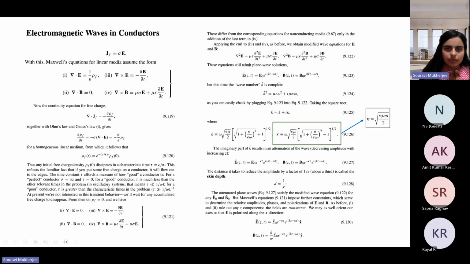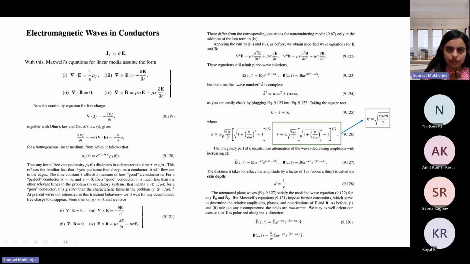Now this reflects in the fact that the wave vector is a complex quantity. This is your real part, this is your imaginary part. The real part of your wave vector talks about the speed of light, or the practical speed of light that you measure. But the imaginary part is actually talking about the absorption or the attenuation of the wave: at what rate the wave gets attenuated. So this is the relation.